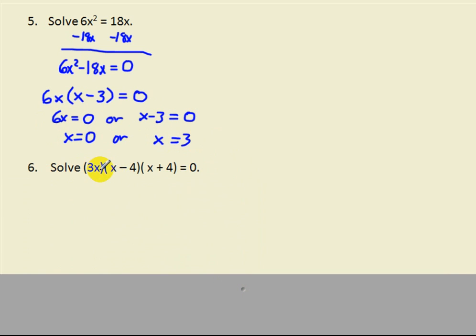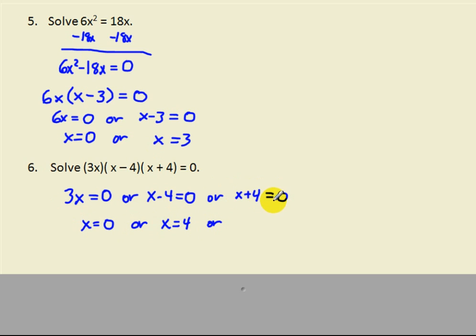Okay, number 6. Solve 3x times x minus 4 times x plus 4 equals 0. Well, here's an extension of the idea of having a product that's equal to 0. Even when you have 3 terms all multiplied together, the same result, one of these has to be 0. So either 3x is equal to 0, or this quantity x minus 4 is equal to 0, or our third quantity x plus 4 is equal to 0. So in this case, we divide by 3, we still get 0. So x would be equal to 0, or add 4 to each side, x would be equal to 4, or subtract 4 from each side to get x equals negative 4.